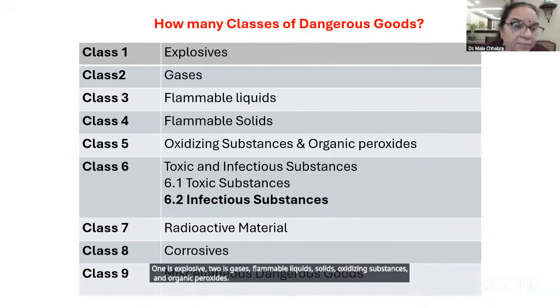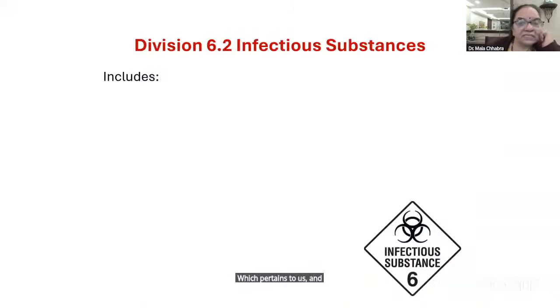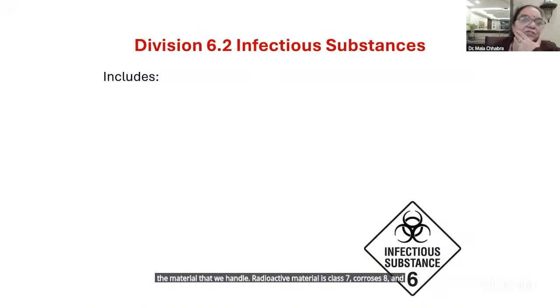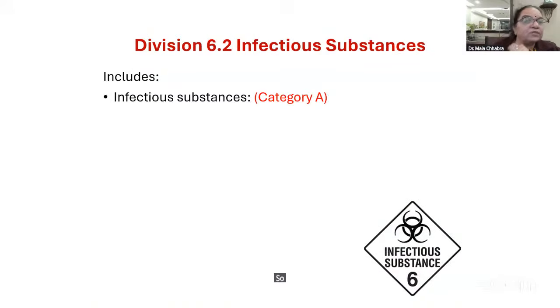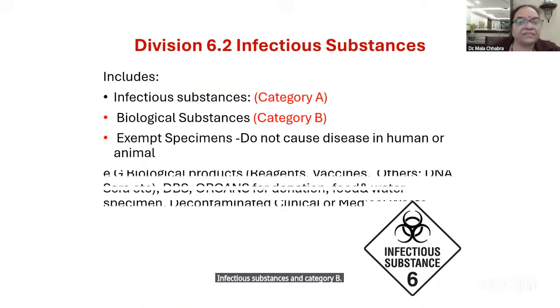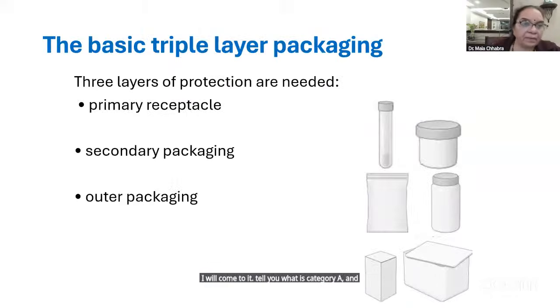And the infectious substances and toxic substances are class 6, which pertains to us. And 6.2 is the infectious substance, the material that we handle. Radioactive material is class 7, corrosive 8, and miscellaneous dangerous goods. So 6.2 pertains to us, and it includes category A infectious substances and category B infectious substances. I will come to it and tell you what is category A and what is category B.